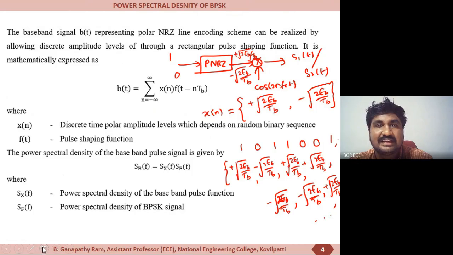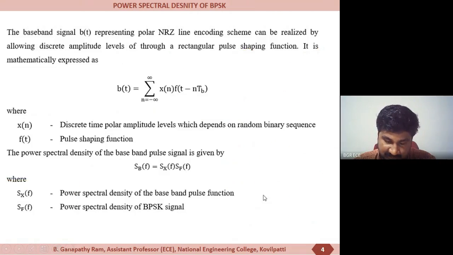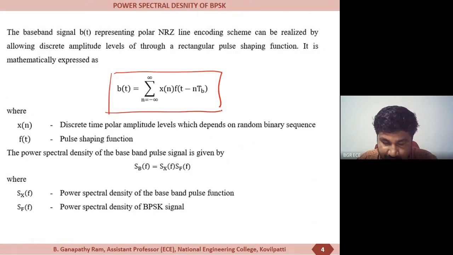And these discrete amplitude levels representing the polar non-return to zero line encoding are shaped by a rectangular pulse function f of t. Hence, this baseband signal is represented by the convolution of the discrete amplitude levels with the rectangular pulse shaping function, which is represented by the expression b of t is equal to summation of n from minus infinity to infinity x of n multiplied with f of t minus n Tb, where Tb is the duration of a bit.